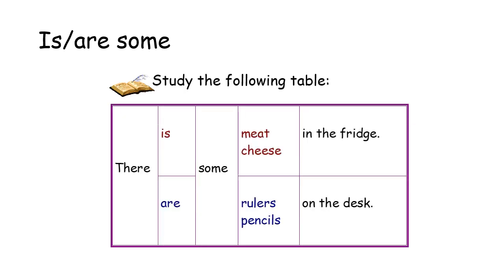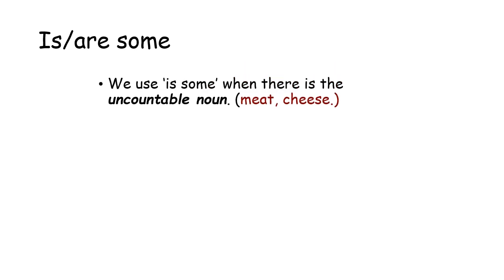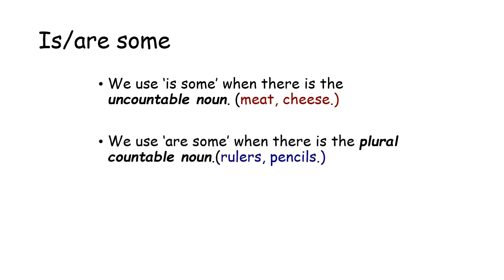Study the following table. There is some meat in the fridge. There are rulers on the desk. There is some cheese in the fridge. There are pencils on the desk. Is, are, some. We use is and some when there is an uncountable noun, meat and cheese, for example. We use are some when there is a plural countable noun. So that means more than one. For example, rulers and pencils.